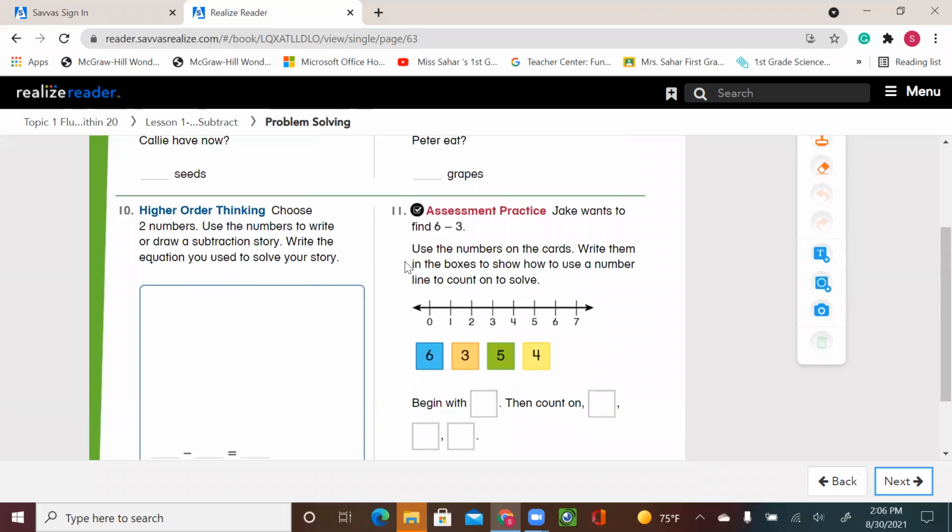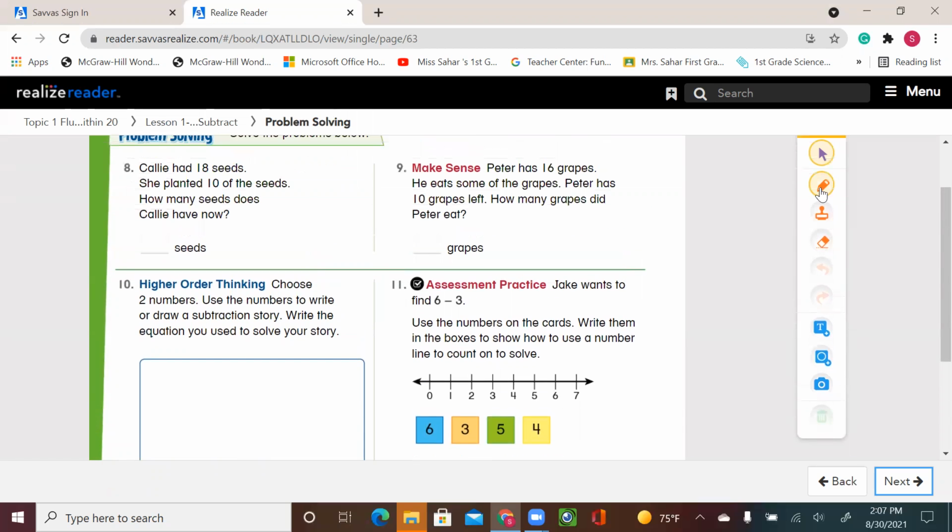Okay, number 11. Jackie wants to find 6 minus 3. Use the numbers on the cards, write them in the boxes to show how to use a number line to count on to solve. Remember, count on. So when we count on, what are we going to begin with? Very good. We're going to begin with the smaller number. I have 6 minus 3. So we're going to begin with 3. Then we're going to count on after 3: 4, 5, 6.